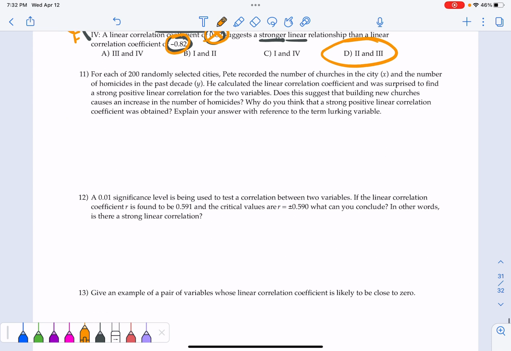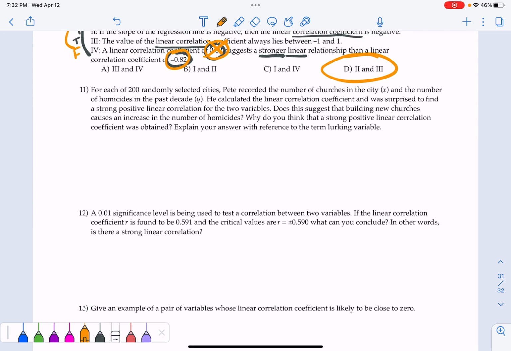All right, number 11. For each of the 200 randomly selected cities, so that means n is 200, Pete recorded the number of churches in the city and the number of homicides in the past decade. So x equals churches. This is going to be a fun example. y is the number of homicides. Like how many people kill each other. That's what that is, okay?